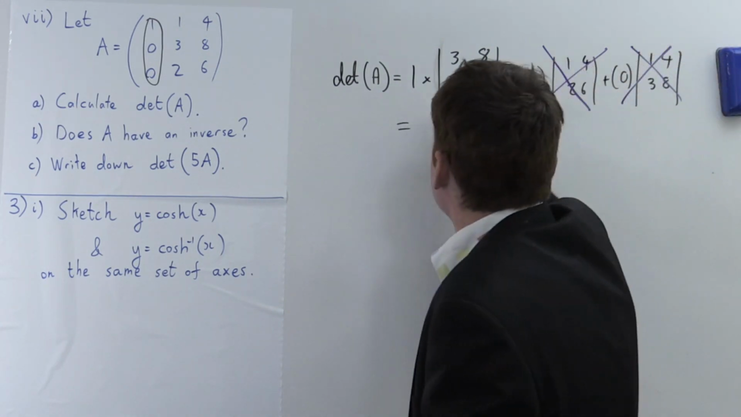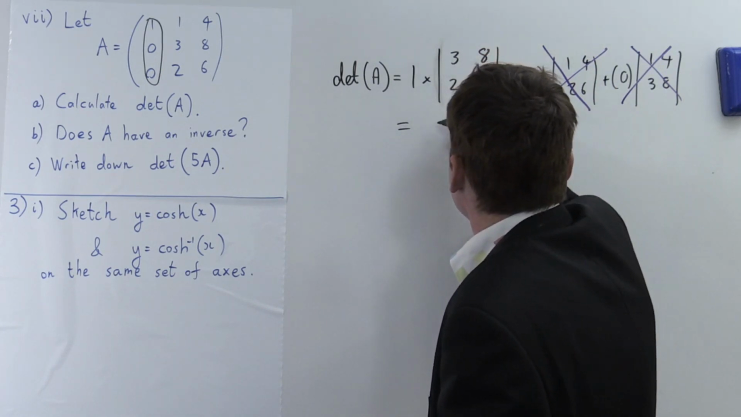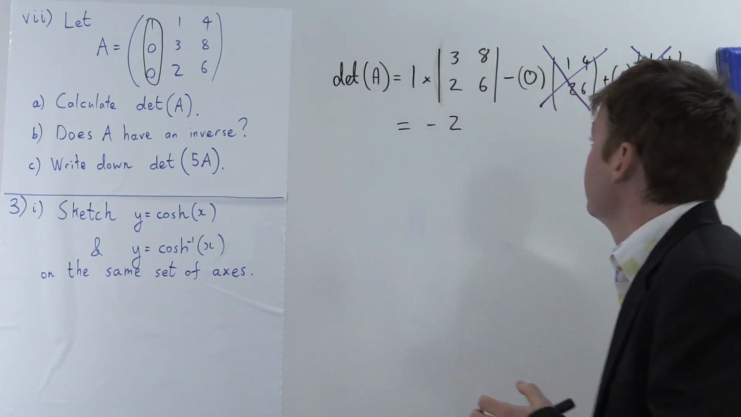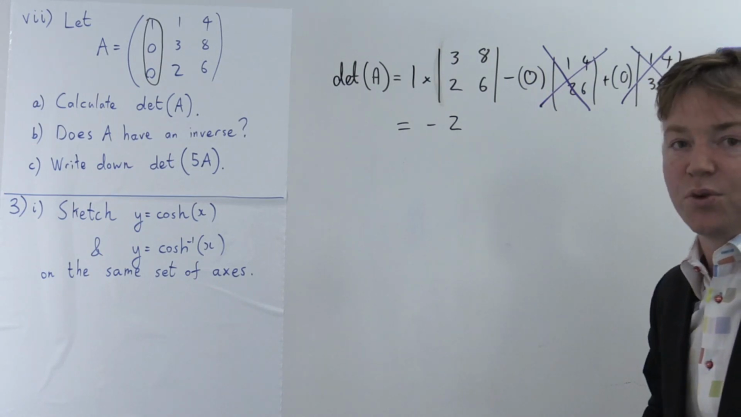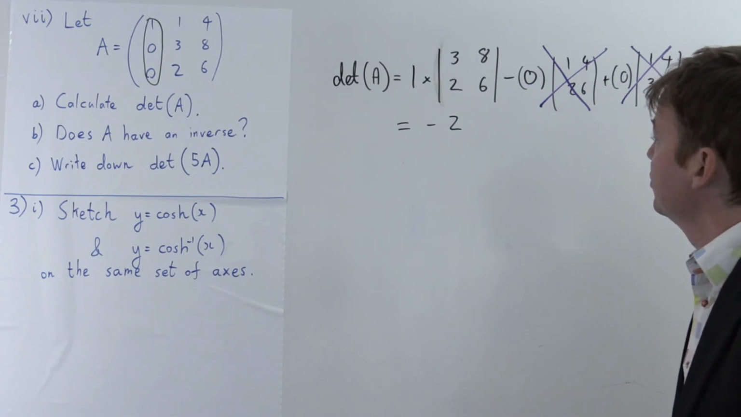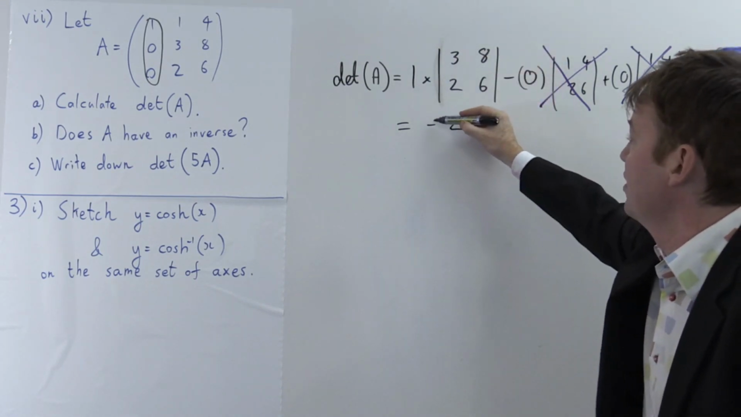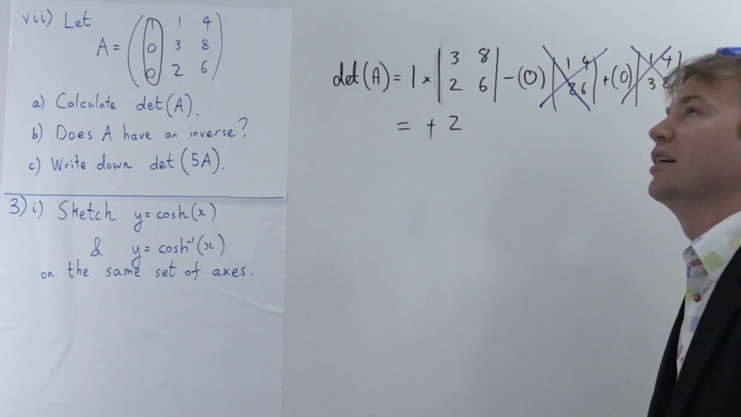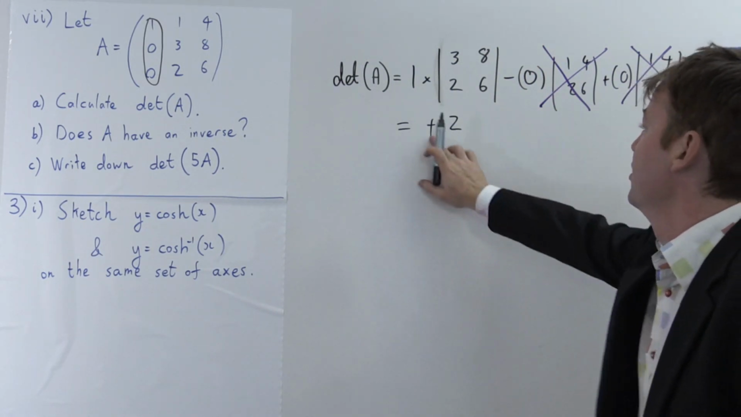This will just be 1 times 12 minus 16, which is minus 2. Determinant of A is minus 2. No, not 12. That's 18 minus 16. Positive 2. 18 minus 16. Yes. Positive 2.